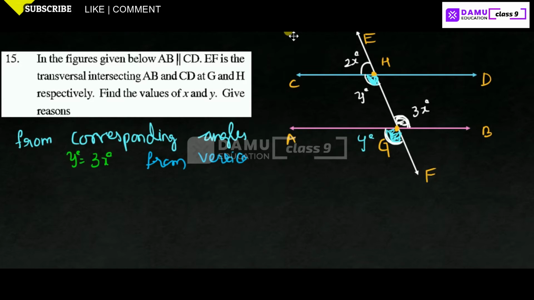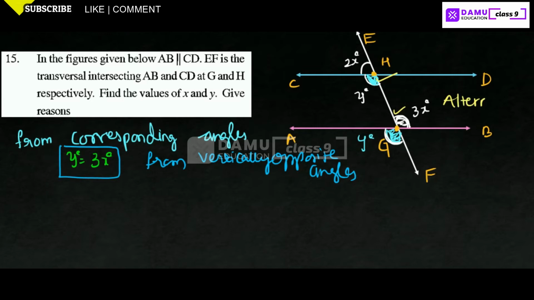So vertically opposite angles are equal. So y will be equal to 3x degrees. You can make it like that, y will be equal to 3x. These 3x angles are also equal by alternate interior angles. So from 3x degrees and y, you can make them equal even without taking vertically opposite angles. So these two are alternate interior angles, and these two are equal. From alternate interior angles, y will be equal to 3x degrees.